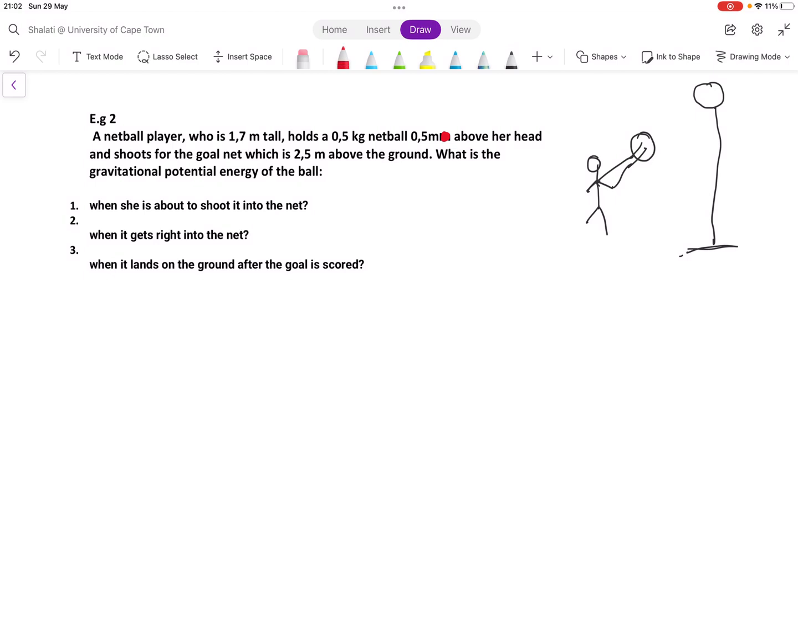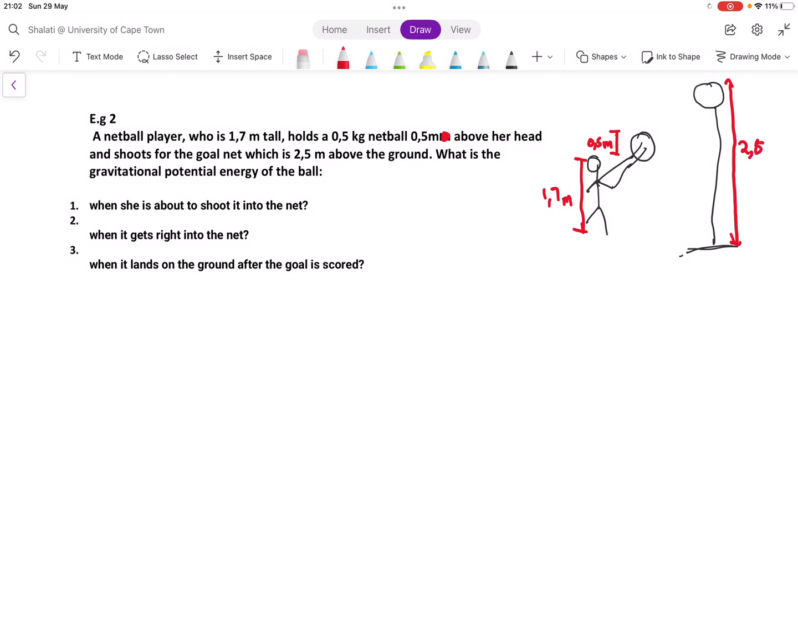So let's put the information. 1.7 meters tall and holds a 0.5 kilogram netball above her head. So from her head to where the ball is, it's 0.5 meters, right? And then she shoots for the goal net, which is 2.5 meters. So the net, okay, it's 2.5 meters. That is the total height.